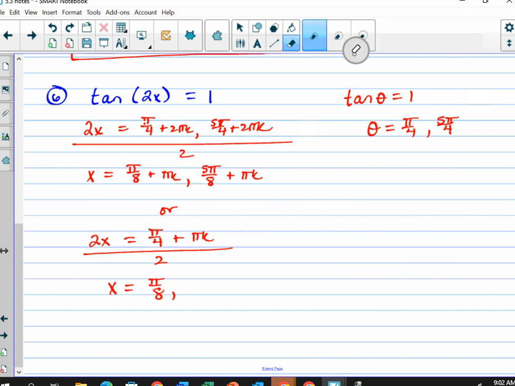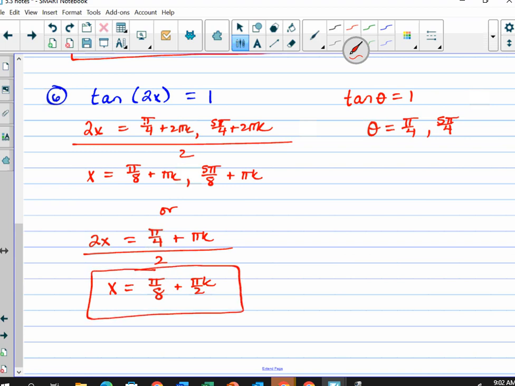Oh, so you don't even need the other one if you just... You don't, because it's going to land on that. Okay, think about it. Pi over 8. If I add pi over 2 to that, where do I get to? 5 pi over 8, right?